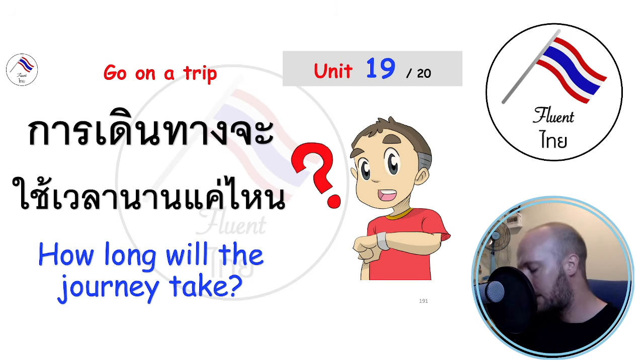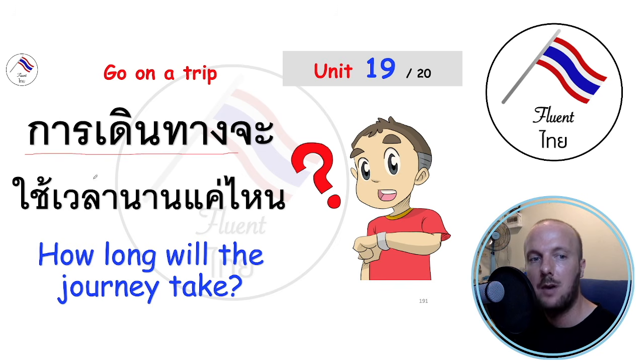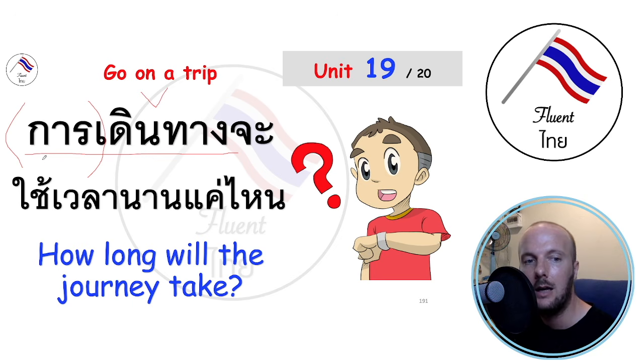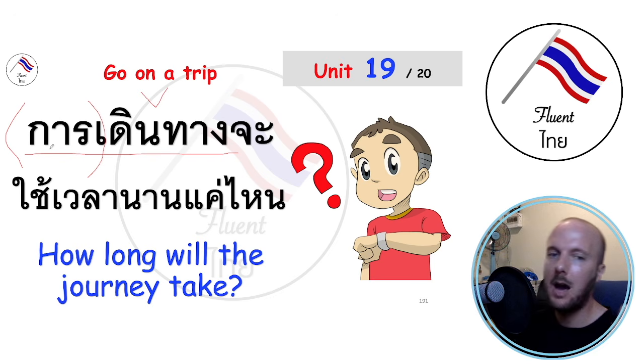How long would the journey take? In Thai, the word for journey is การเดินทาง. Have I made you aware yet that the way you make a verb, and this is a verb, เดินทาง, okay, เดินทาง means travel, the way that you make it a noun is by adding the word การ. Okay, you can see that here. So when you say การเดินทาง, it has now become a gerund.